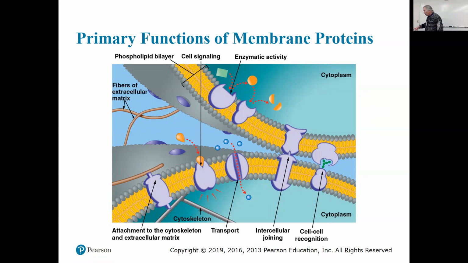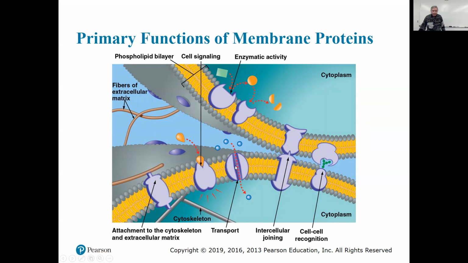Cell signaling proteins. There are receptors on your cells for protein hormones that will attach to a membrane receptor, and this will cause a change inside the cell through what's called a second messenger. And so those are important.